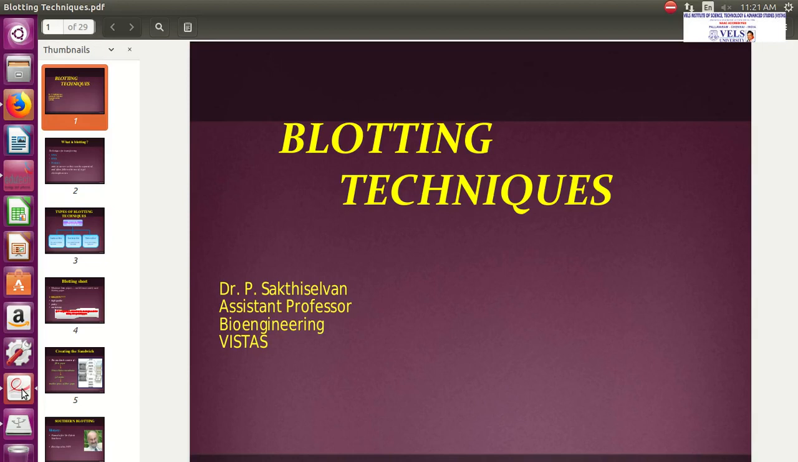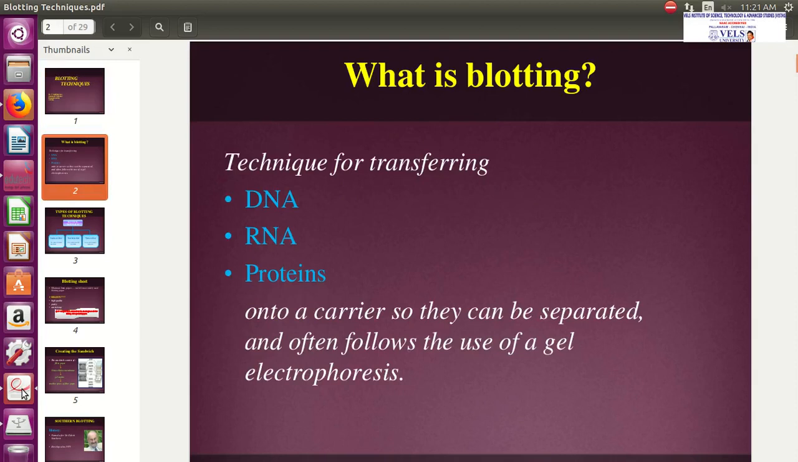That is one of the topics in Unit 2. Blotting techniques. What do we mean by blotting? Blotting is nothing but the separation of DNA, RNA or protein. We have to separate it and move it on to the carrier, after it passes through gel electrophoresis. So blotting techniques are techniques for transferring DNA, RNA and protein.